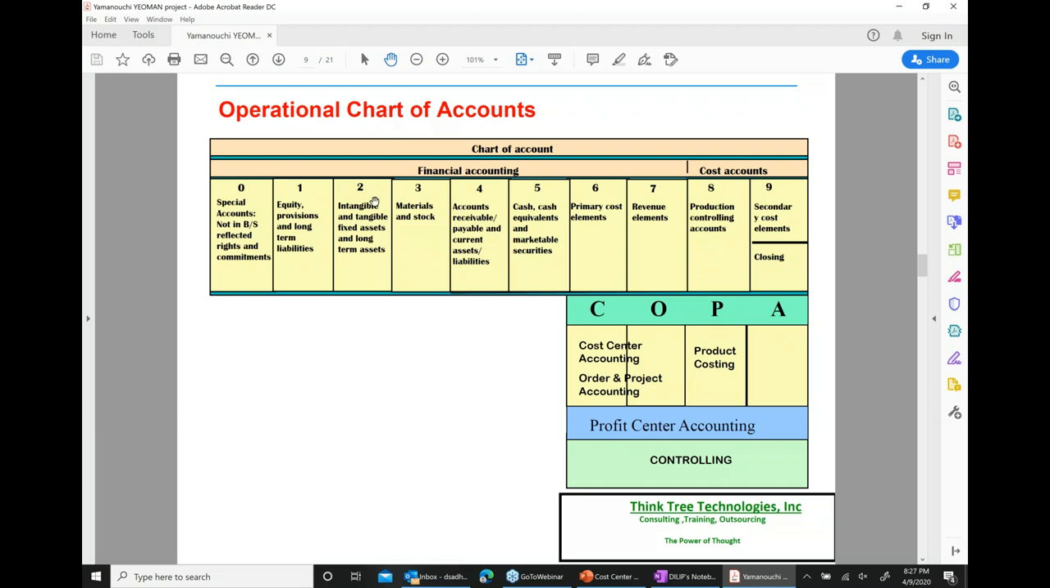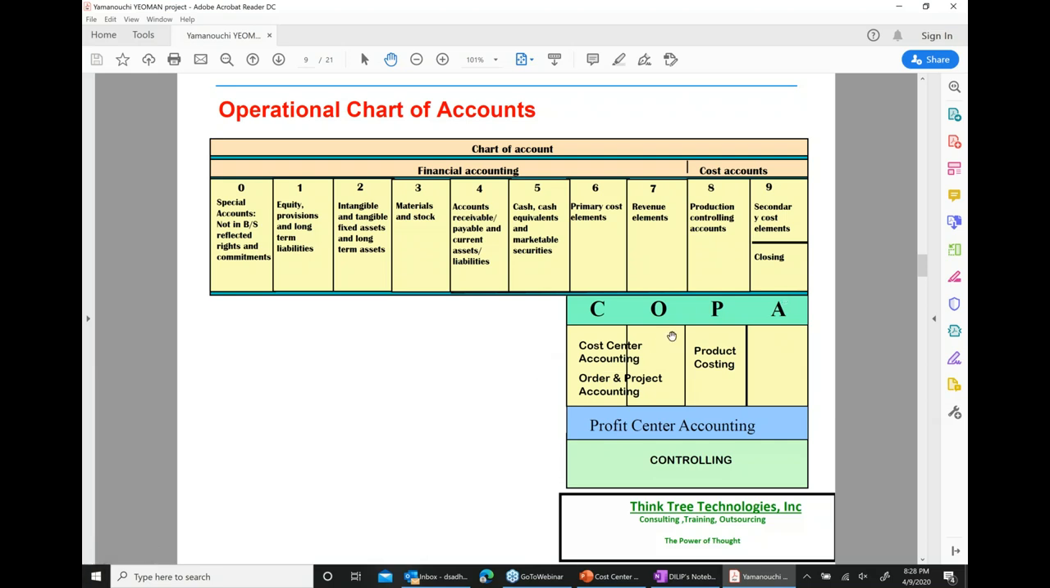This is just an example of a chart of account. If you see here, this is a chart of account. In that you have different groupings: 1, 2, 3, 4, 5, 6, 7, 8. Here, this is your equity and provision. This is intangible asset and fixed asset. This is your material stock account. This is AR and AP. This is cash and primary cost, secondary cost, and all. So in different ways you can define your different kinds of chart of accounts.